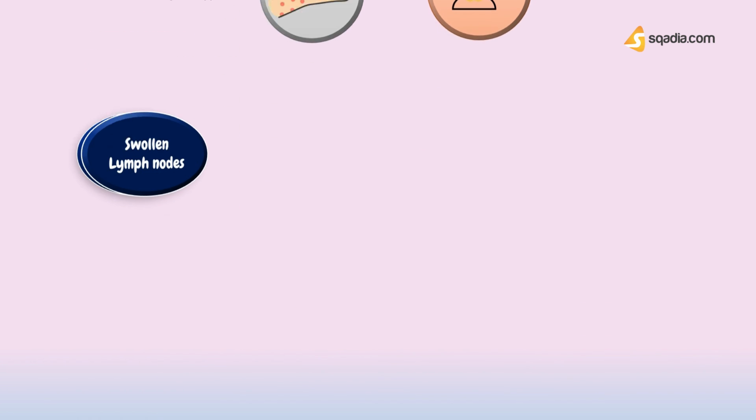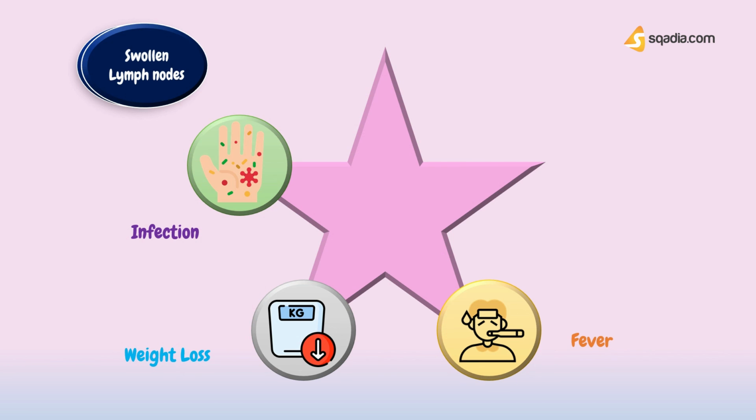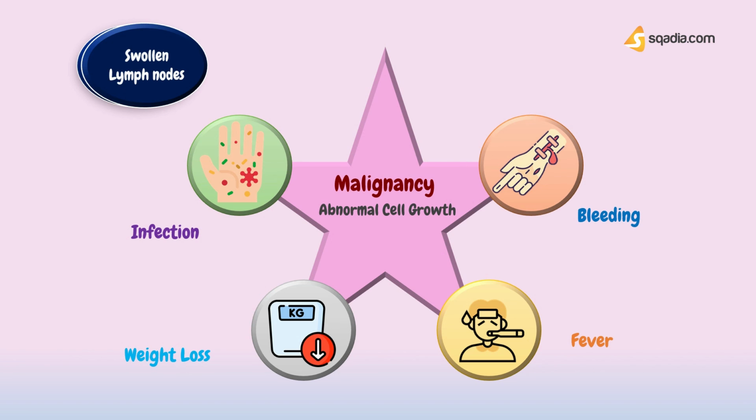And lastly, swollen lymph nodes can also be caused if the patient shows symptoms like infection, weight loss, fever, bleeding. Then this might give you an indication that the patient has malignancy. Malignancy is abnormal, unchecked cell growth. So now, if you are clear about your findings, you can manage your patient accordingly or do further investigations if required.